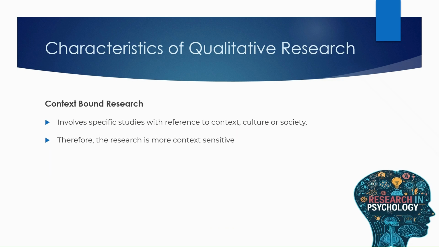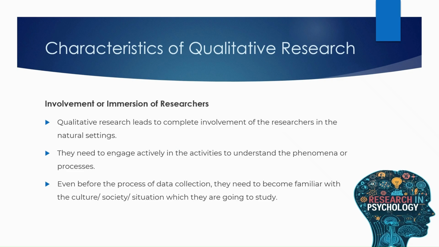The second characteristic we have is that qualitative research is a context-bound research. It involves specific studies with reference to context, culture, or society. We are not going to digress from the topic. We are not going to beat around the bush or find something new to study or see something in the middle and go after that. We have a specific context and all the study revolves around this one context. Therefore, the research is more context sensitive.